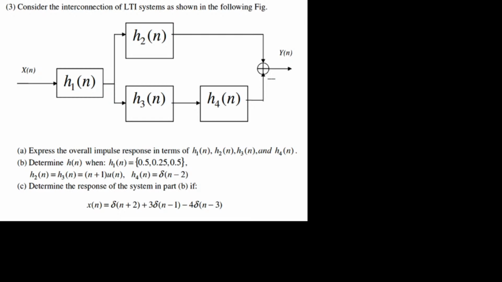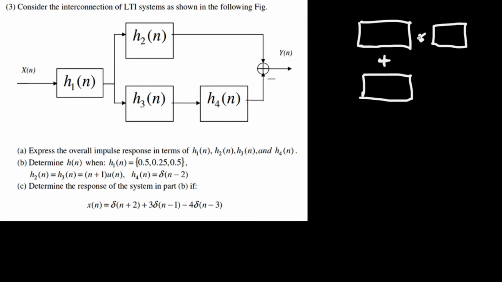First of all, you have to know one thing: if you have these blocks in parallel, they are added. If they are in series like this, they are convolved. That's all we have to know in order to express h of n. H of n is basically how we express the whole system using all these terms. Okay, now let's go ahead and do that.